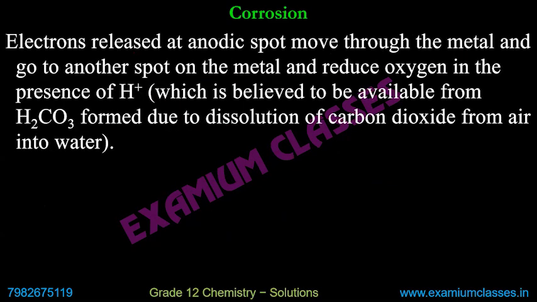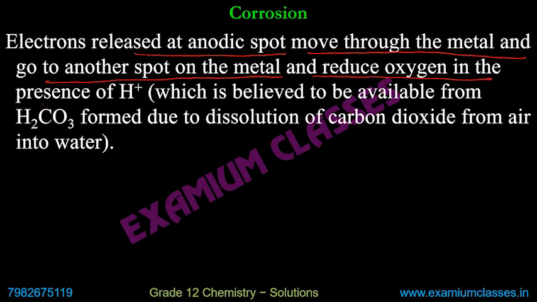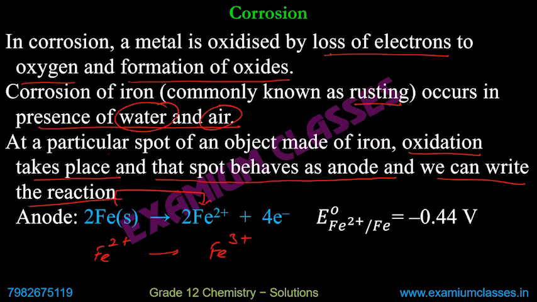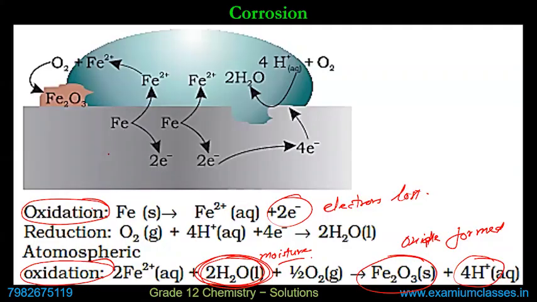So electrons released at anodic spot move through the metal and go to another spot on the metal and reduce oxygen in the presence of hydrogen ion, which is believed to be available from H2CO3 formed due to dissolution of carbon dioxide from air in water. Believed to be. Okay. These can appear as per this reaction as well. This is the reaction I have shown here. Okay. 4H+.